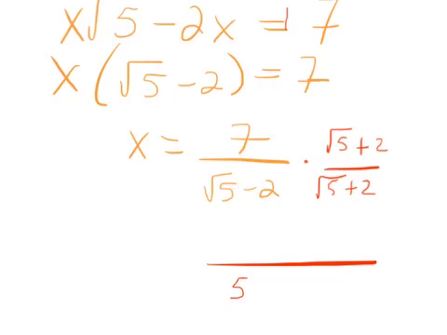Negative 2 times negative 2. John, pay attention. Root 5 times root 5 is the 5 there. Don't worry about the middle terms, because it's a binomial conjugate. 2 times 2 is 4, but you have a negative. That's what your denominator becomes. If you want to prove it, FOIL it out. You'll have negative 2 root 5 and a positive 2 root 5 in the middle, which will cancel.